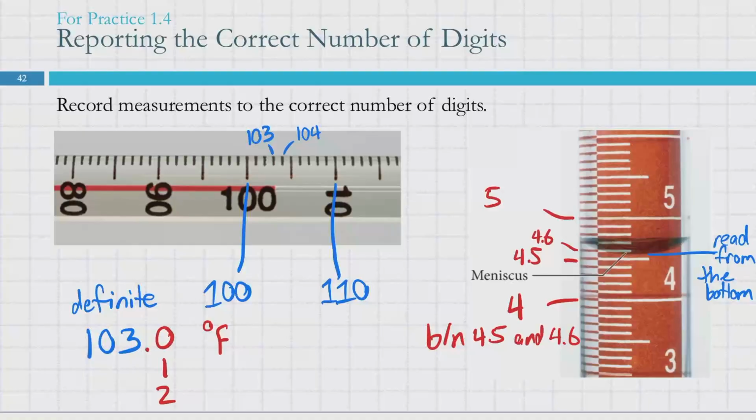So we would lock in 4.5. And then we do our estimate, 0 to 10, or 0 to 9, how far are we past this 4.5? And it looks like, to me, we're maybe 0.7, 0.8, somewhere in there. So it would be 4.5, and then we would guess maybe 7, maybe 8. And our units here would probably be milliliters.